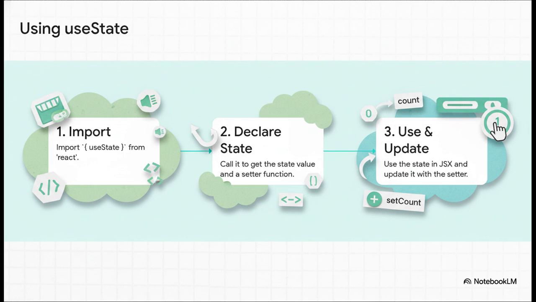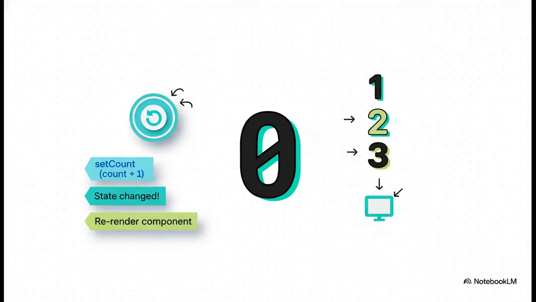And using it is incredibly easy. It's basically a three-step dance. First, you import it from React. Easy enough. Second, you declare your state. You call useState with whatever you want the starting value to be, and it gives you back two things: the current value, we'll call it count, and a function to update that value, which we'll call setCount. And finally, step 3, you use that count variable in your code and just call setCount whenever you want to change it. Let's make that real.